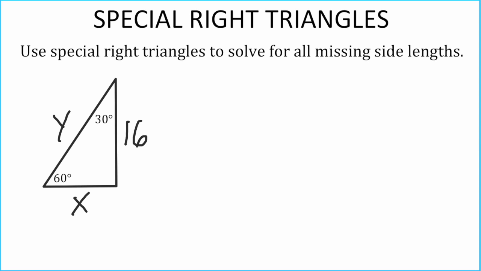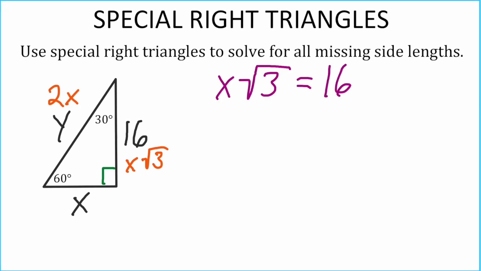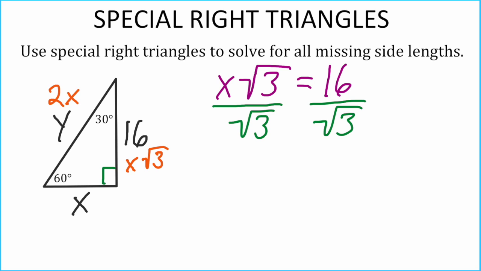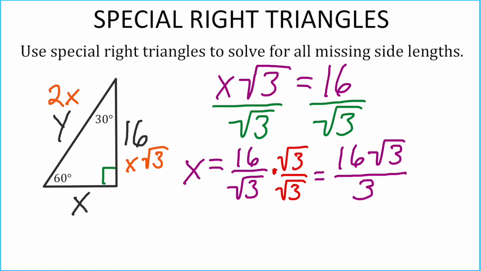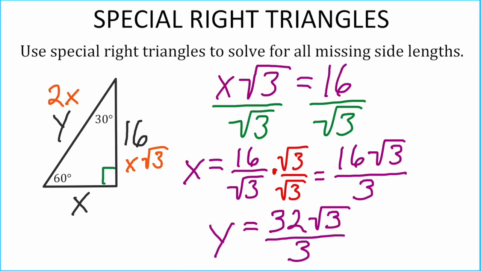Okay, this one, our short leg is the x, which means our 16 would be x radical 3. Also, we have the right angle on the bottom when we do triangle equals 180. So we don't have what we like to get. It takes a little longer. So we set up x radical 3 equals 16, divide by radical 3, and then we want to simplify. X is equal to 16 over radical 3, multiply by radical 3 over radical 3. This time we get 16 radical 3 over 3, and you can't simplify further than that, so that is your answer for x. To get your y, your hypotenuse, you have to double that. So y is equal to 32 radical 3 over 3.